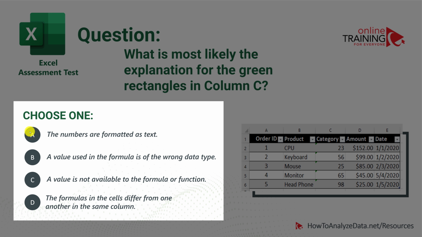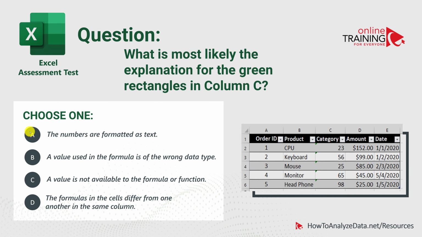The numbers are formatted as text. A value used in a formula is of the wrong data type. A value is not available to the formula or function. And last but not least choice, the formulas in the cell are different from the values in the same column. Which one do you think is right choice?